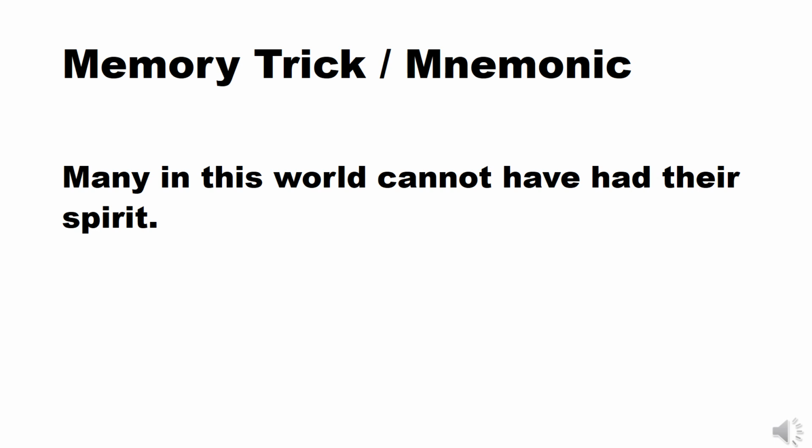Alright, now let's lock these 6 contractions into memory with a simple sentence. Here it is: many in this world cannot have had their spirit. This one sentence contains all 6 contractions: many, world, cannot, had, their, spirit. Say it with me slowly. Now, a little faster, and once more, naturally. Great! With this one line, you'll always remember the 6 initial letter contractions with dots 4, 5, 6.